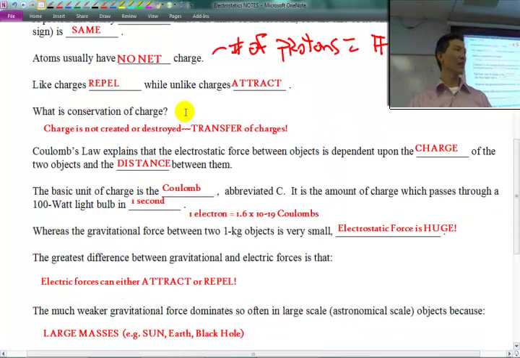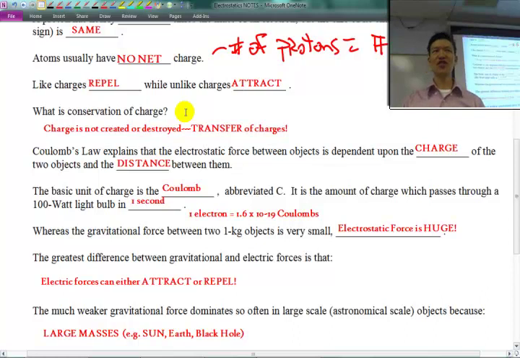Next, a big idea called the conservation of charge. In chemistry, you learn the conservation of mass, right? That matter cannot be created or destroyed. So in a chemical reaction, the amount of mass before is the amount of mass afterwards. Well, another big idea is the conservation of charge.